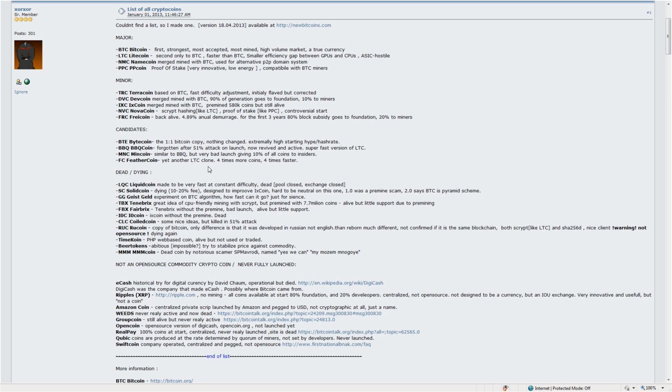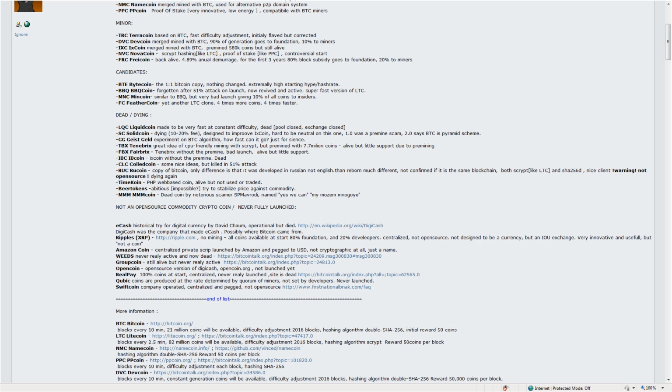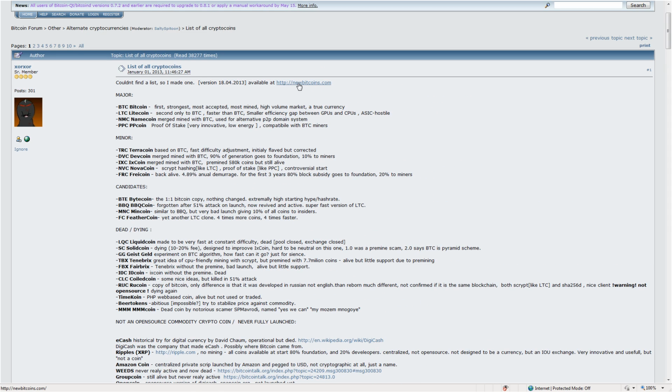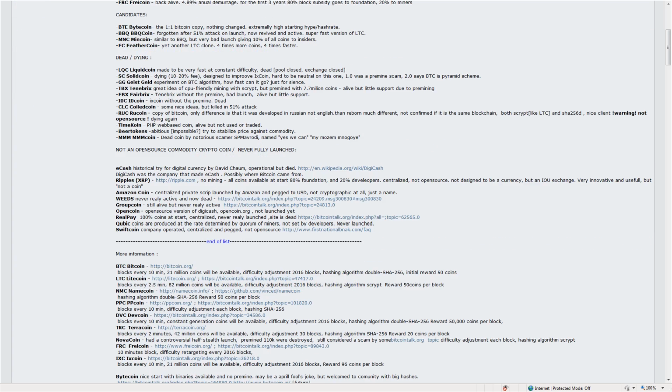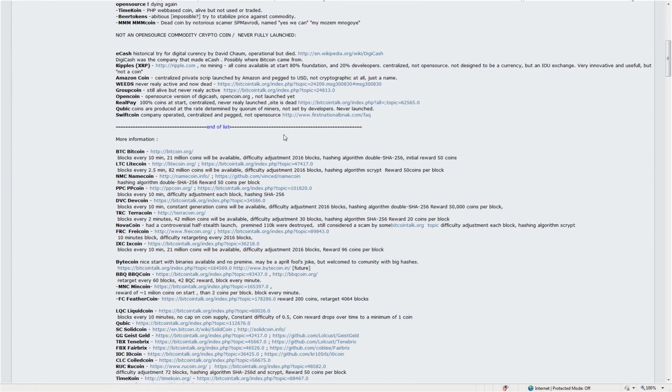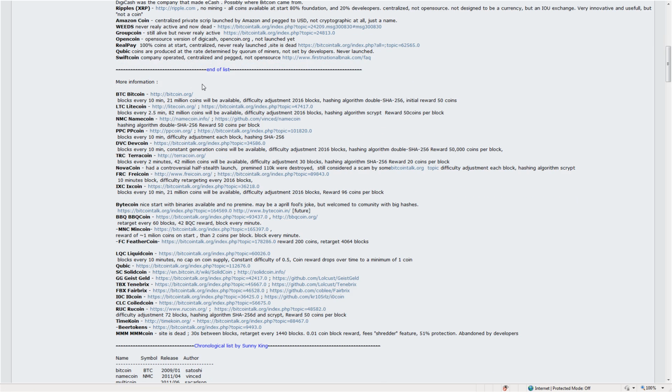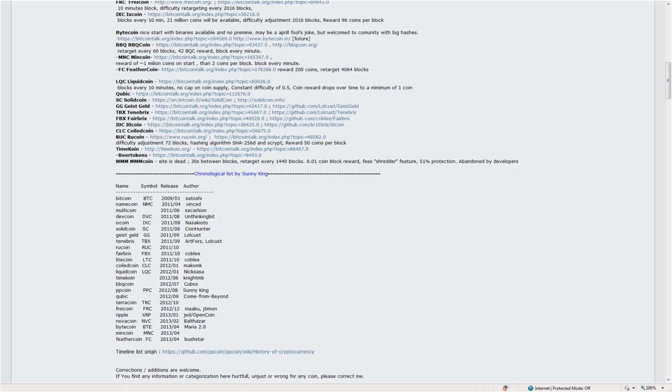If you want to find more information on these coins, just surf the site newbitcoins.com or go to the bitcointalk.com forum and search for this thread. Here you can also find more information about the different coins.